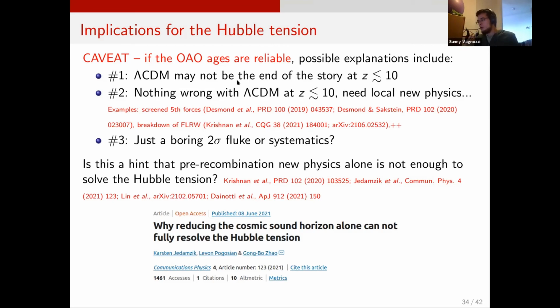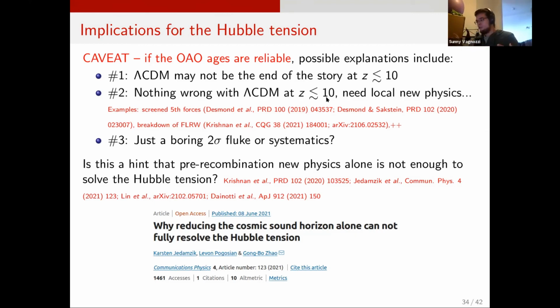Now, another more subtle interpretation is that maybe there's nothing wrong with lambda CDM at late times. Maybe the Hubble tension is not a cosmological tension. It's not a tension between high redshift measurements and low redshift measurements, but it could be a tension between local measurements and anything non-local, anything cosmological. And this interpretation, number 3, has actually been supported by a number of recent papers.